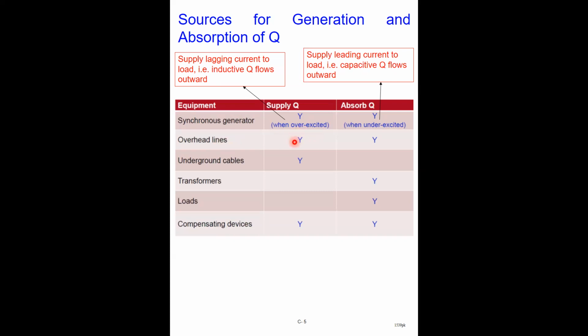However, if you take another one, the overhead line, the line can supply reactive power, or the line can absorb reactive power. So if the overhead line supplies reactive power, it is a source of reactive power. But if your line absorbs reactive power, this will be the sink. Can you tell me the situation when you can come across this?